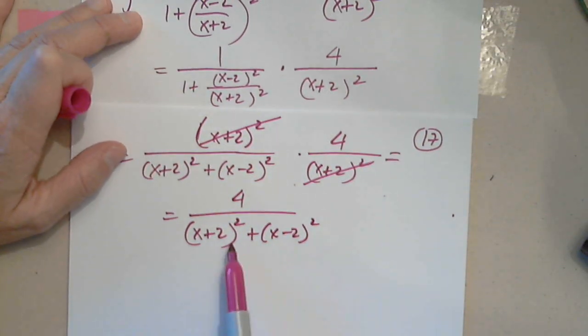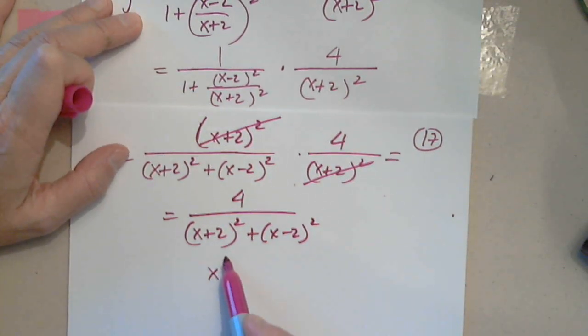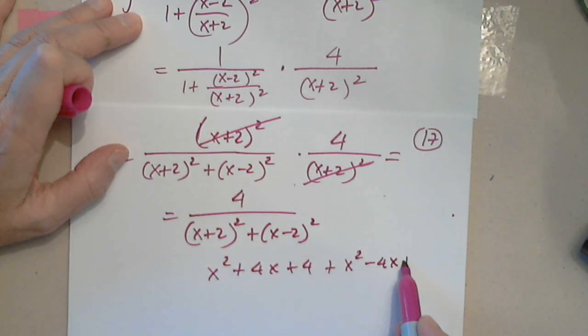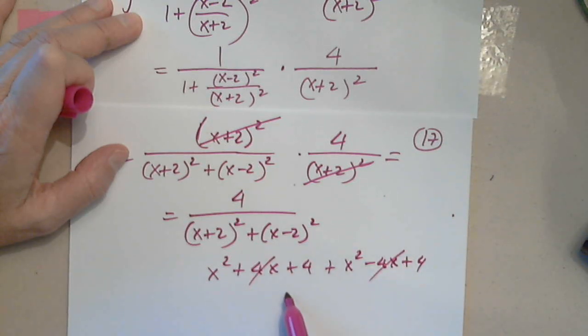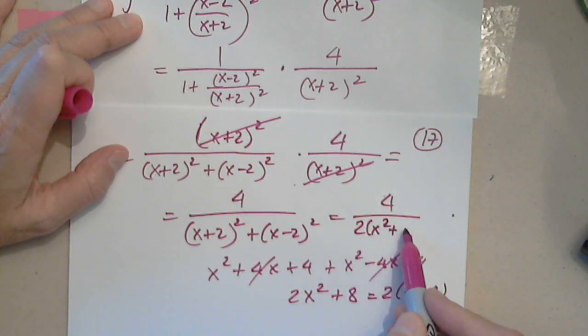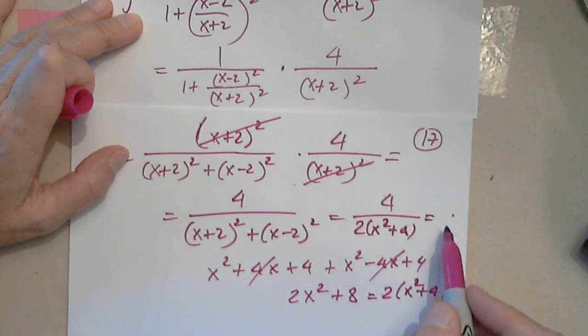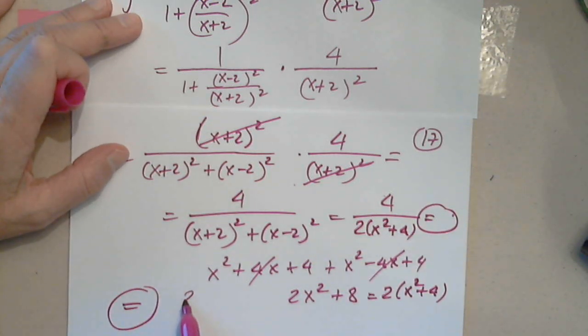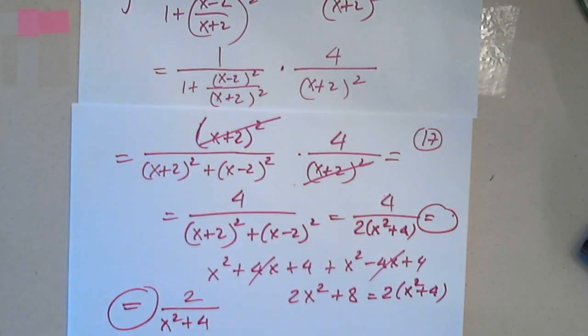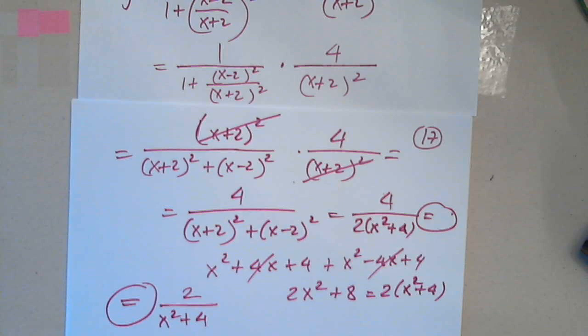Let's see, just give me 1 second. When I expand these, I get x squared plus 4x plus 4, and the other one will be x squared minus 4x plus 4. So the denominator will be always positive. Well, we know that anyway. So this is 2x squared plus 8, or 2x squared plus 4. So 4, 2x squared plus 4, and finally 2 over x squared plus 4. I needed this because I have to differentiate again.